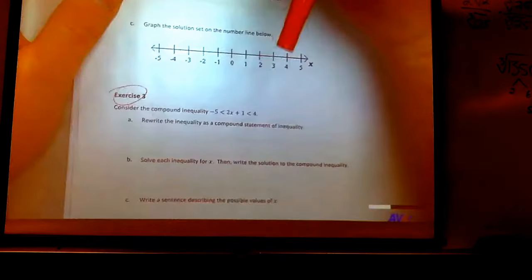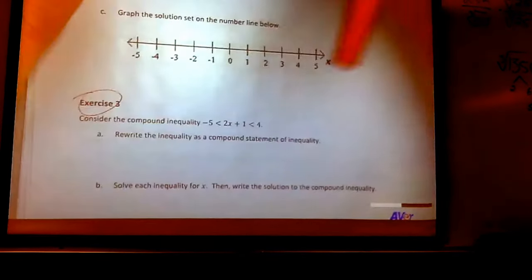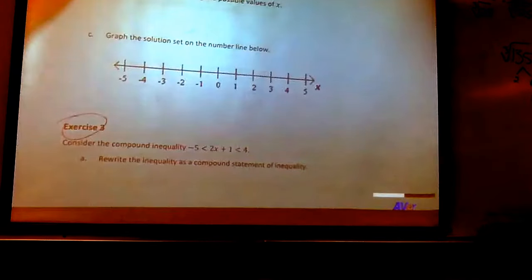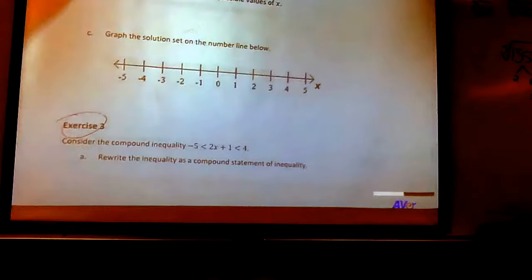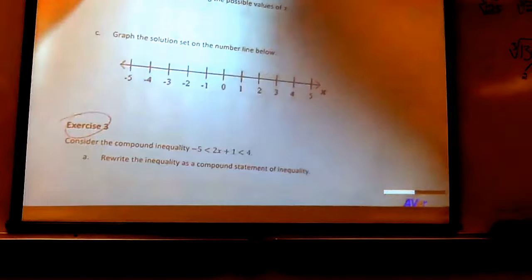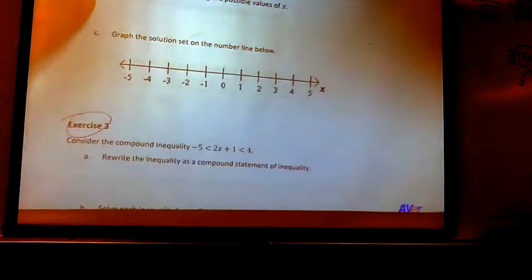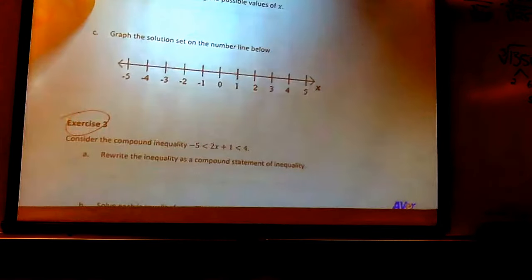I don't know if you know how. So, exercise number dos. A: Rewrite the inequality as a compound statement of inequality. B: I like this one. Write a sentence describing the possible values of x.